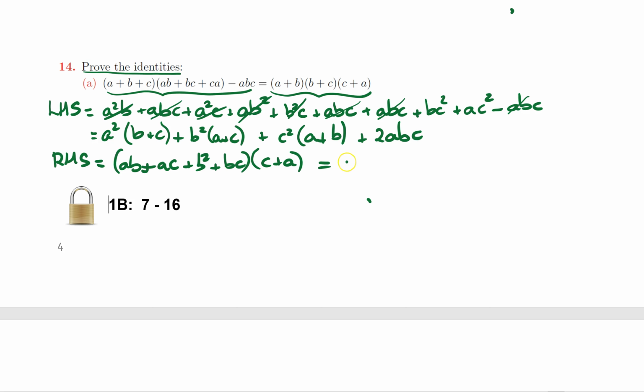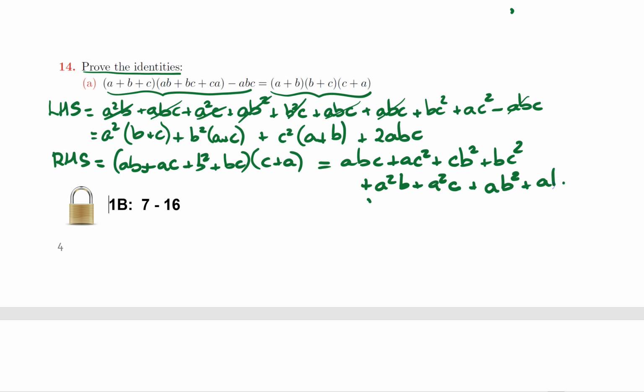So that will be ABC plus AC squared plus B squared C, plus BC squared plus A squared B plus A squared C plus AB squared plus ABC. Now you can see there are my two ABCs, so that's looking good, 2 ABC.